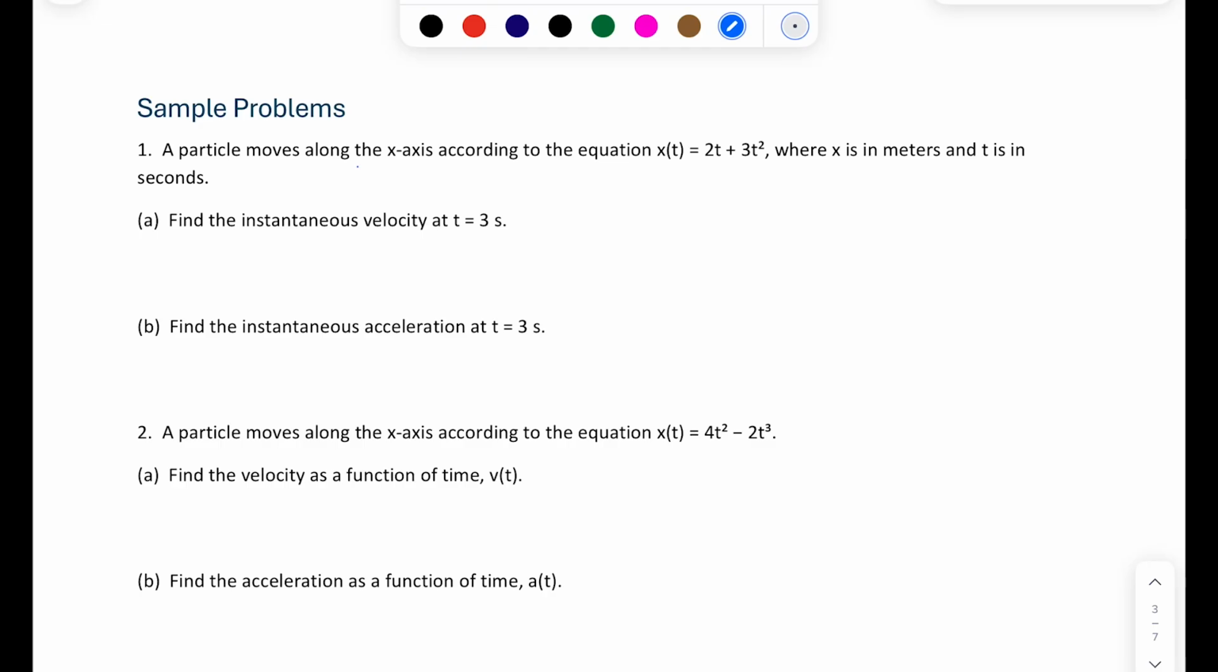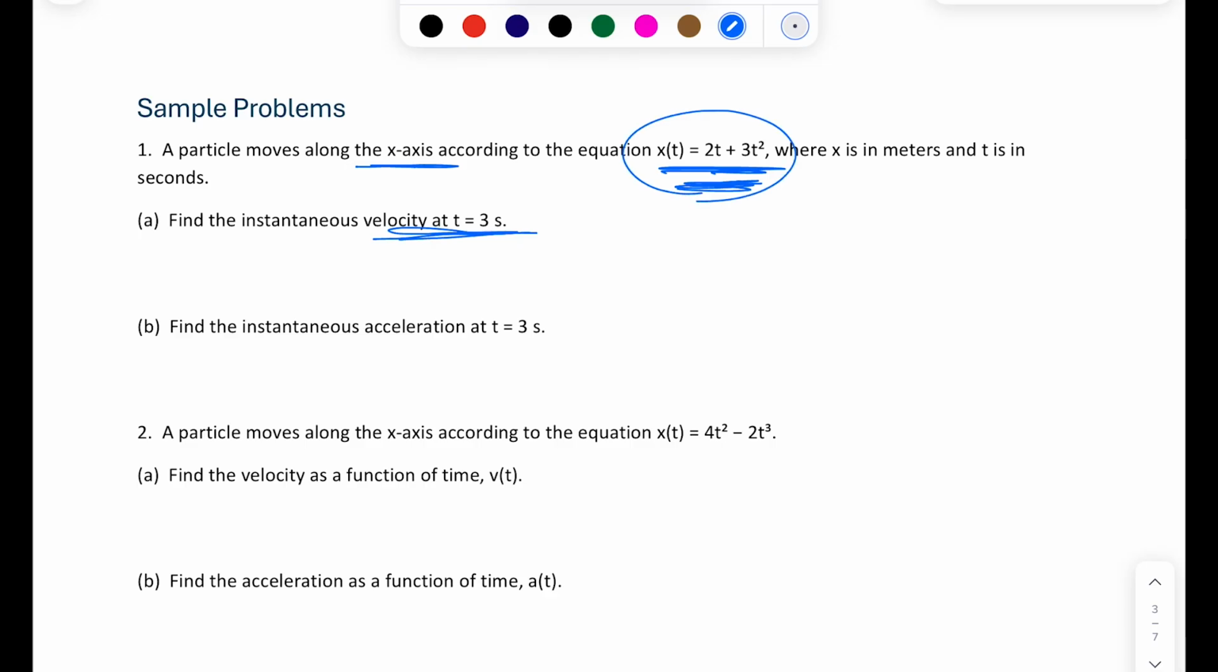Maybe we'll just do number 1 here. Now we have a particle that moves along the x-axis according to this equation. So what we have is the position time graph right here, or we could draw a position time graph. And so find the instantaneous velocity at t equal to 3.